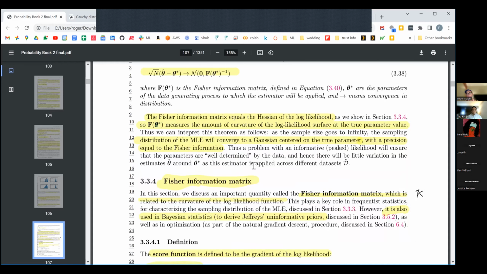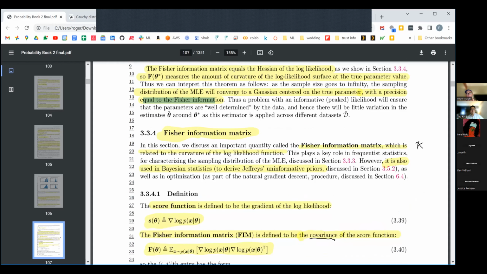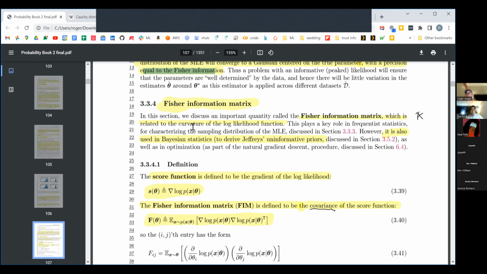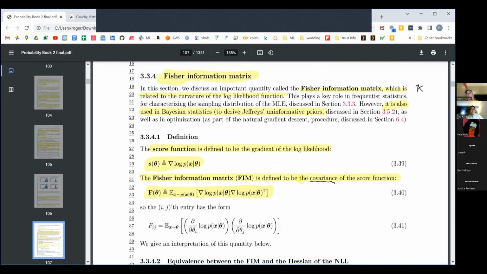Okay. So as it gets bigger, it goes to a Gaussian centered on the true parameter with a precision equal to the Fisher information matrix. And a little more introduction of the Fisher information matrix, which is related to the curvature of the log likelihood. This little thing about the Jeffreys we'll see a little bit later.